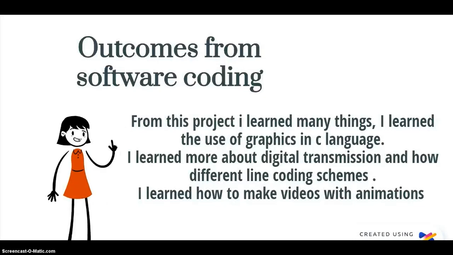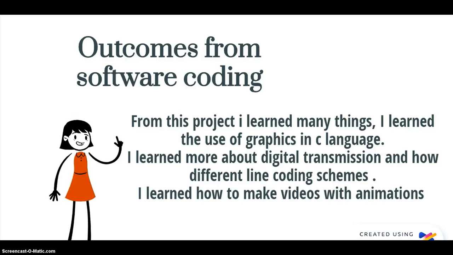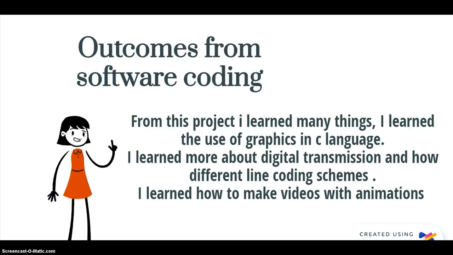Outcomes from the software coding. From this project, I learned many things. I learned the use of graphics in C language. I learned more about digital transmission and learned many of the line coding schemes, how they differ from each other. I learned about the bandwidth. And we talked about polar RZ that is having the maximum bandwidth and NRZL that is having the least bandwidth. I learned how to make videos with animation. Some of the apps or the software I use for animations are Powtoon.